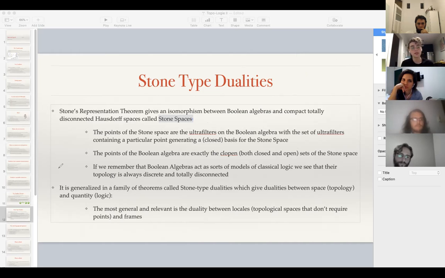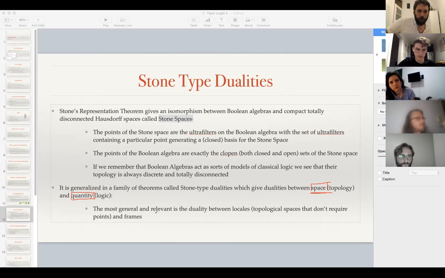You can generalize this as well. There's a bunch of other Stone dualities. In nLab they give, so this is a difference that I won't say I completely understand, but they claim that the Stone type dualities are really a duality between space and quantity, where space is represented by presheaves, and then quantity is co-presheaves. Although, as I said, I don't really follow that argument. But they do definitely give a connection between topology and logic.